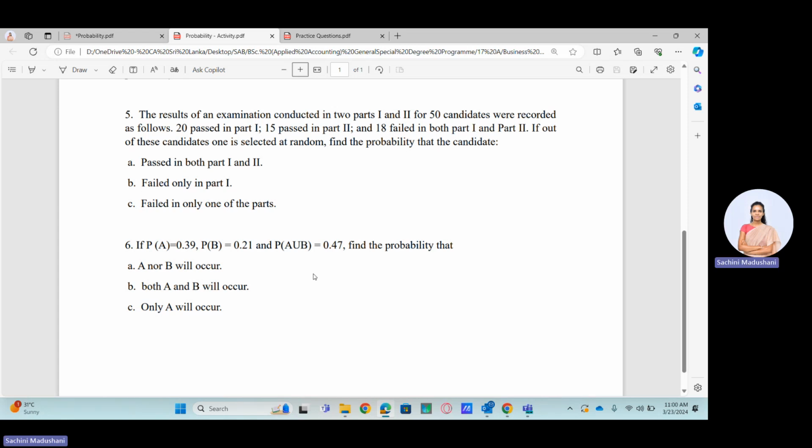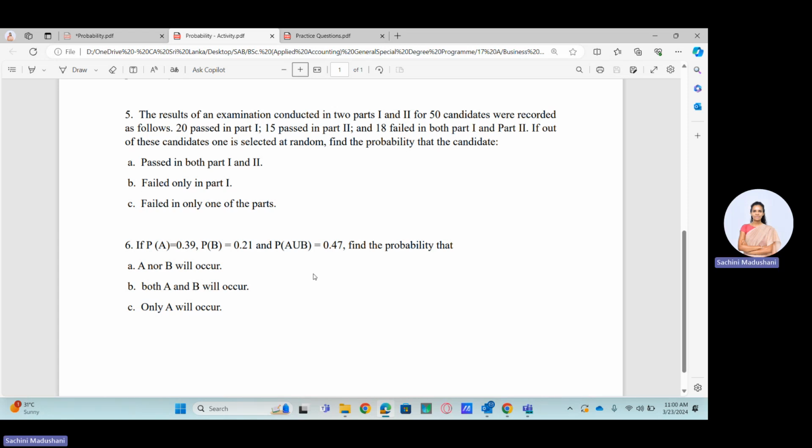Then these 12 candidates passed part 2. Other way we can say they failed part 1. Then finally we can take the decision. These 12 candidates failed only one part. Then these 17 and 12, what is the total value? 29. Then 29 over 50. So 29 candidates out of the 50 failed only one part.